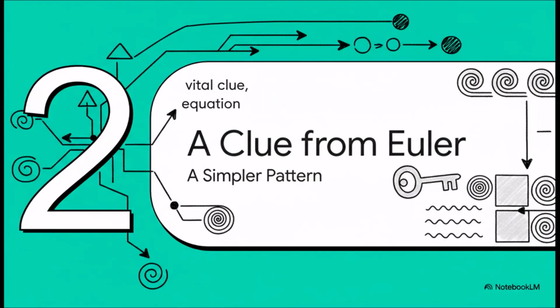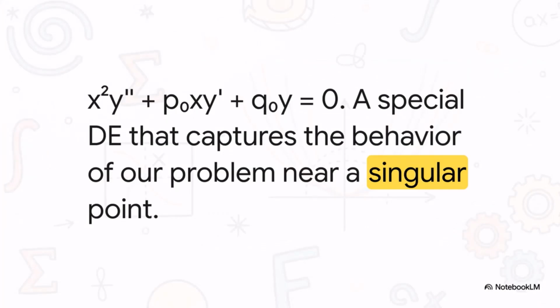So how in the world do you deal with a predictable glitch? Well, like so often in math and science, the answer comes from looking at a simpler, older problem, an equation that happened to hold the perfect clue. And this is it, the Euler equation. Now take a look at its structure. It has these powers of x that kind of mirror the bad behavior of our main problem, but only right at the singular point. It's like a simplified model, a stripped-down version that lets us isolate the glitch so we can study it without all the other distracting complexity.